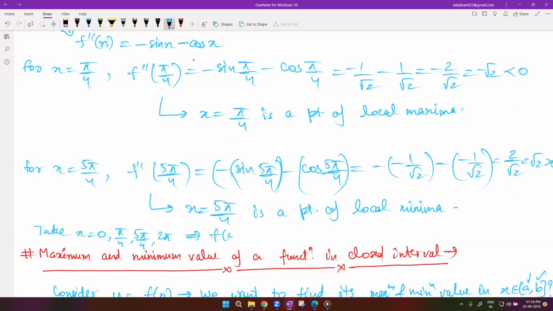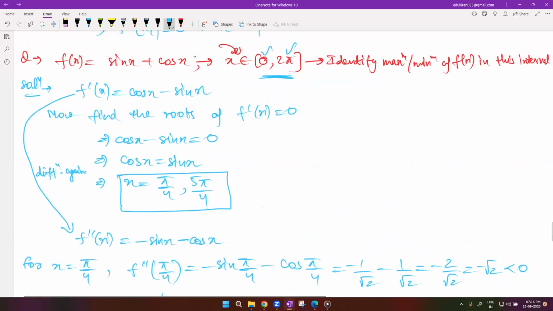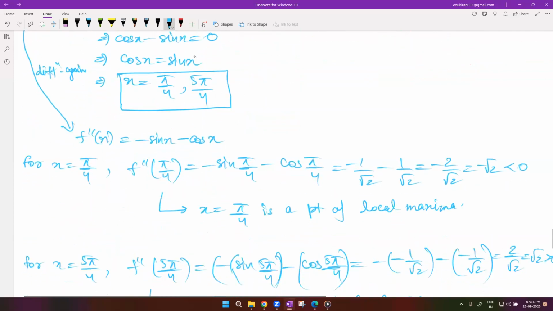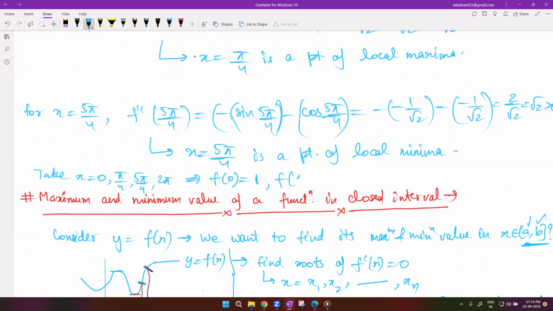So first, find out f(0). Now I know f(x) is sin x plus cos x. So f(0) would be sin 0 plus cos 0, which is 1. Similarly, f(pi by 4) would be root 2. f(5 pi by 4), you can find out; I am telling you directly. And f(2 pi) would be minus 1.